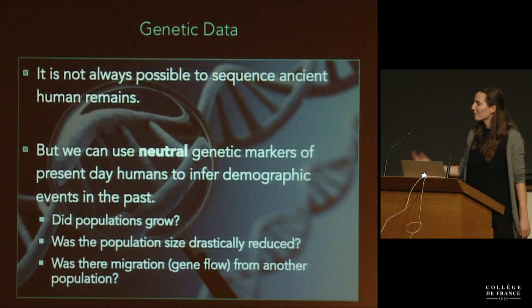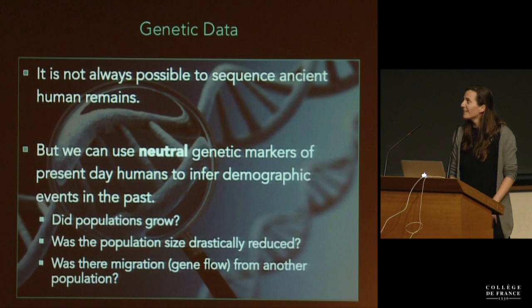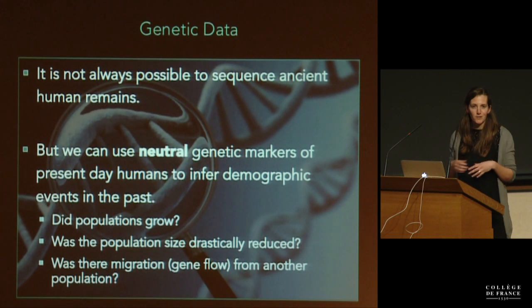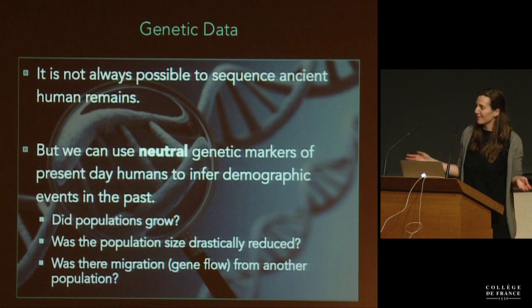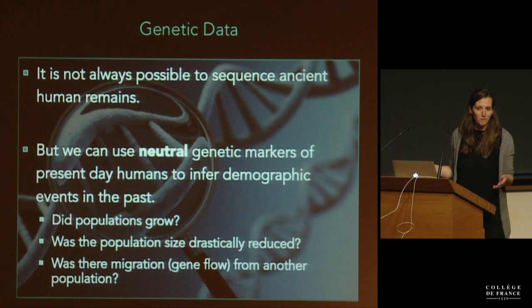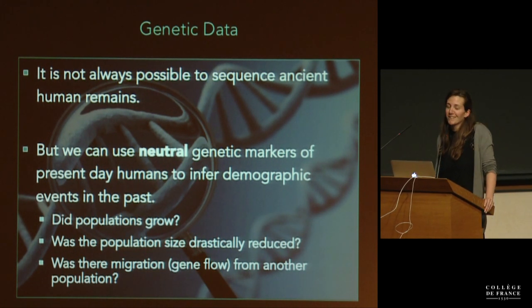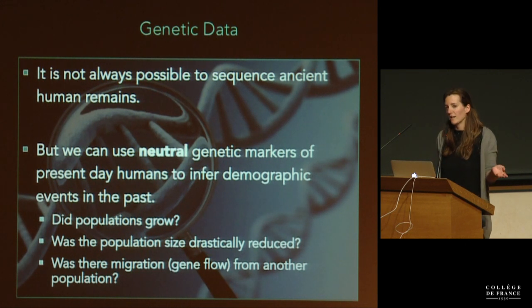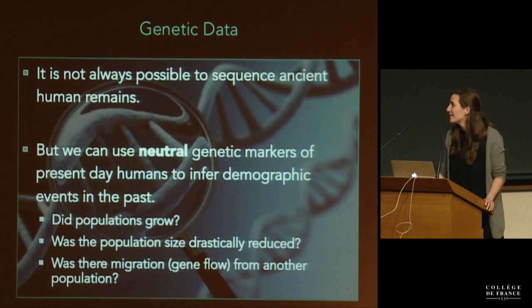So some of you have asked me this question. The best thing to do if we want to know what North Africans were doing during the Holocene would be to go and sequence people from the Holocene. But unfortunately, this is not always possible. Sometimes we don't have a good fossil record. It also depends on how well the fossils have been preserved. There is a high risk of contamination, and it's also very expensive.